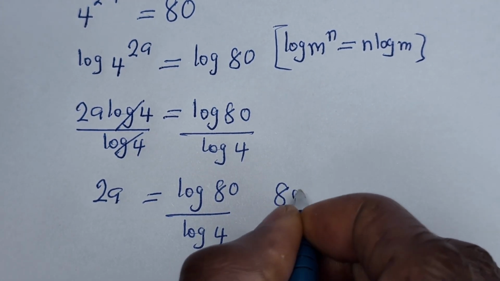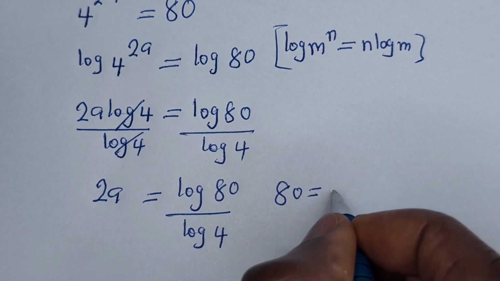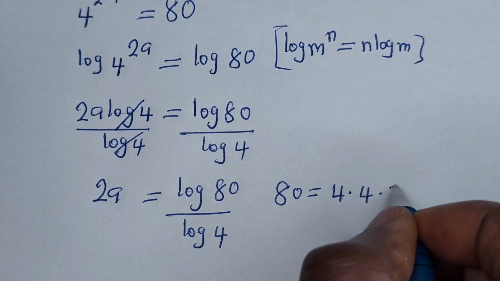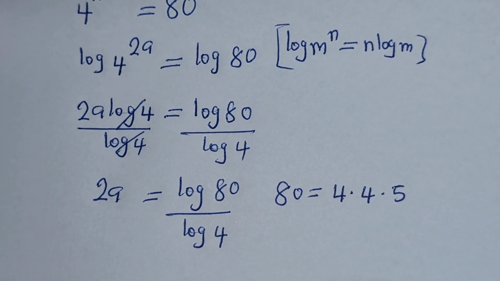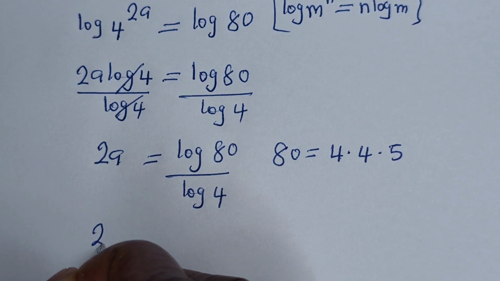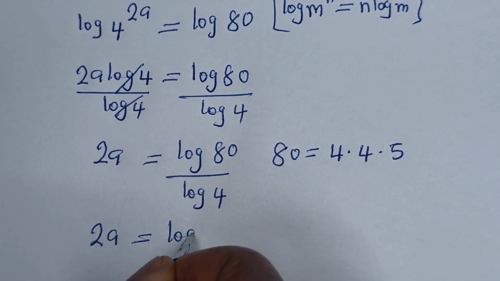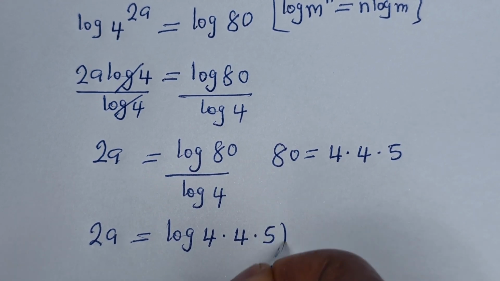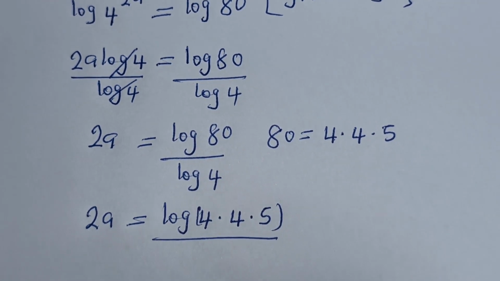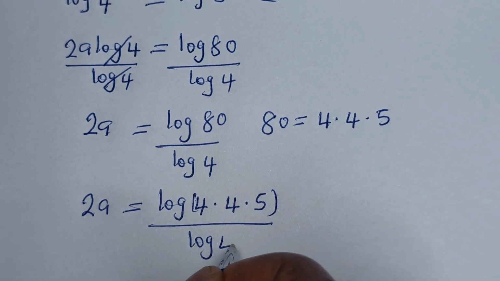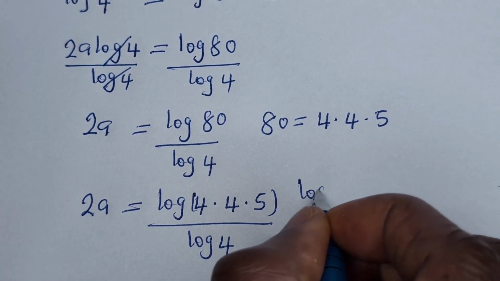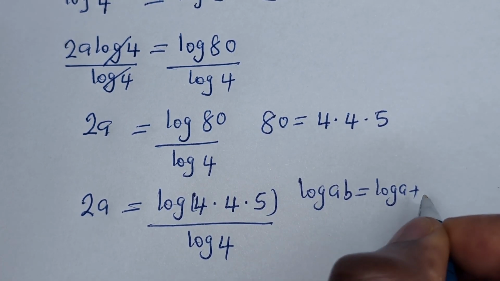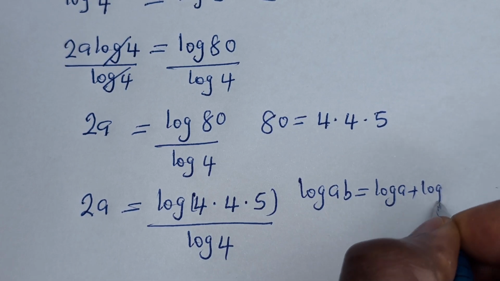Note 80 is equal to 4 multiplied by 4 multiplied by 5. Then 2a is equal to log 4 multiplied by 4 multiplied by 5 divided by log 4. If you have log AB, this is equal to log A plus log B.